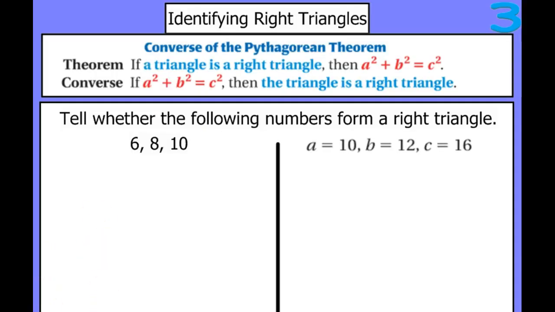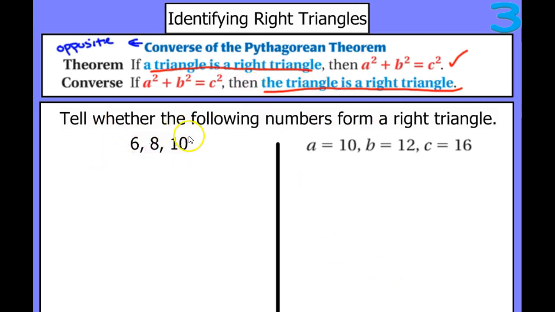Alright, our last set of problems before we do one challenge problem is identifying right triangles. It says this is the converse of the Pythagorean theorem. This is not shoes. Converse means the opposite. So the Pythagorean theorem says that if it's a right triangle, then a squared plus b squared equals c squared. Now they're telling you the converse, or the opposite. Well, if a squared plus b squared is c squared, then the sides must make a right triangle. So they're just flip-flopped of each other.